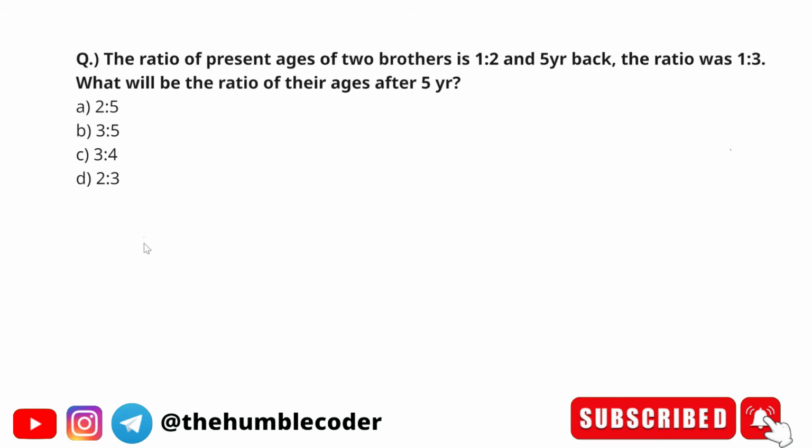Okay, so we have the new question right in front of us. Let's give it a read and then we will be solving it. The question says the ratio of present ages of two brothers is 1:2 and 5 years back their ratio was 1:3. What will be the ratio of their ages after 5 years? Okay, so let's first of all note down the data that we have and then we will be solving this question.